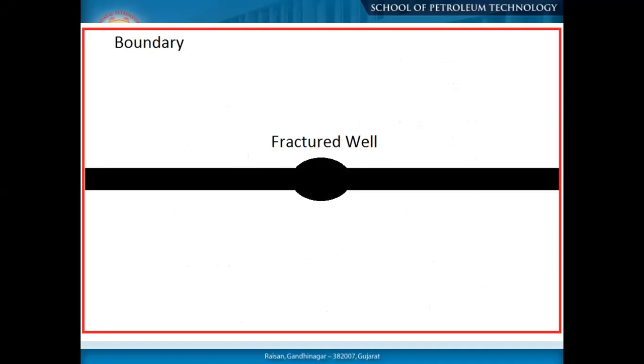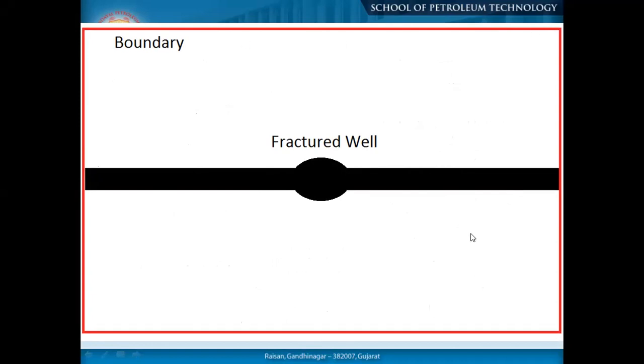So now you could understand what should be the slope of the graph in the derivative plot. Initially, right from the beginning, you will be getting a linear flow. Then you may encounter, after some time, a bilinear plot, because you are reaching a boundary here in every case. So you are reaching a boundary.